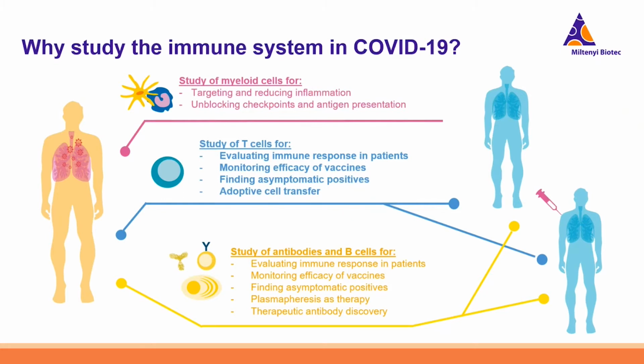Why is it important to study the role of T cells in COVID-19 infections? T cells play a key role in the defense against viral infections, but also in the generation of immunological memory, which will give protection from future infections. Studying T cells is therefore important for research on evaluating immune responses and to investigate options of an adoptive cell transfer for future therapeutic purposes.